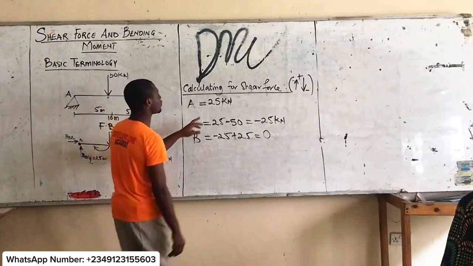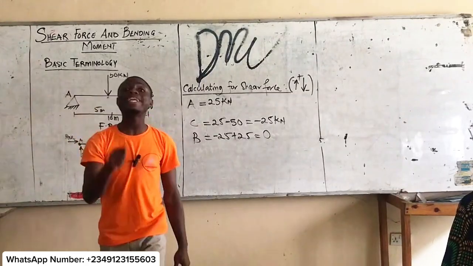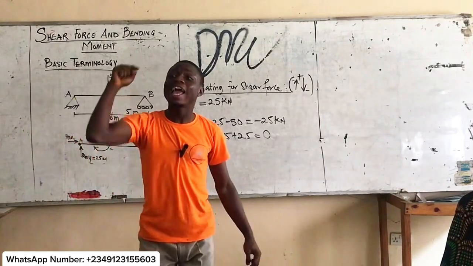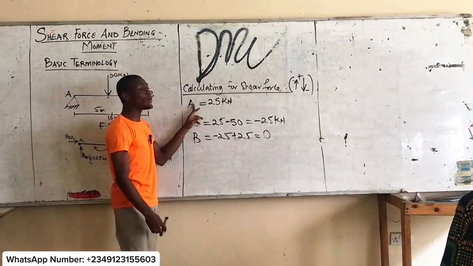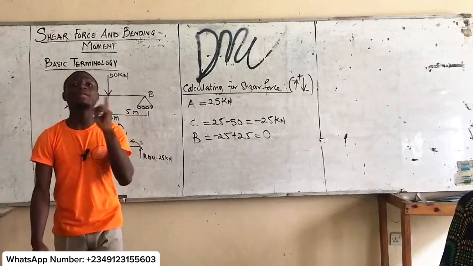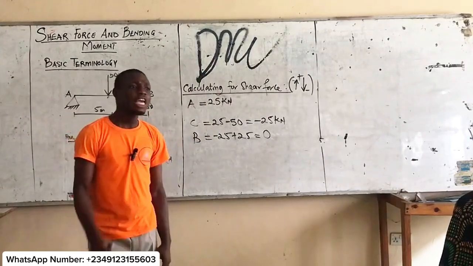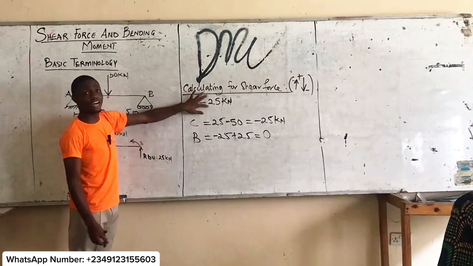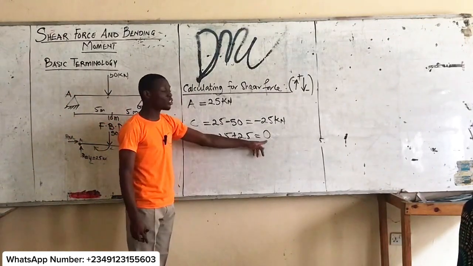Shear force always starts with a value and ends with 0. But bending moment starts with 0 and ends with 0. Shear force starts with a value and ends with 0, but bending moment starts with 0 and ends with 0. If you are calculating for shear force, get the value, having a value as 0 to 0.